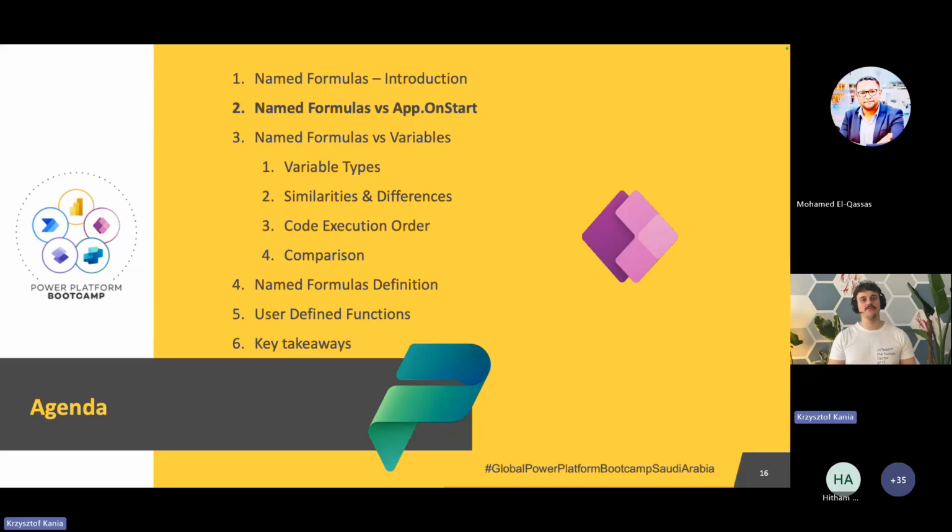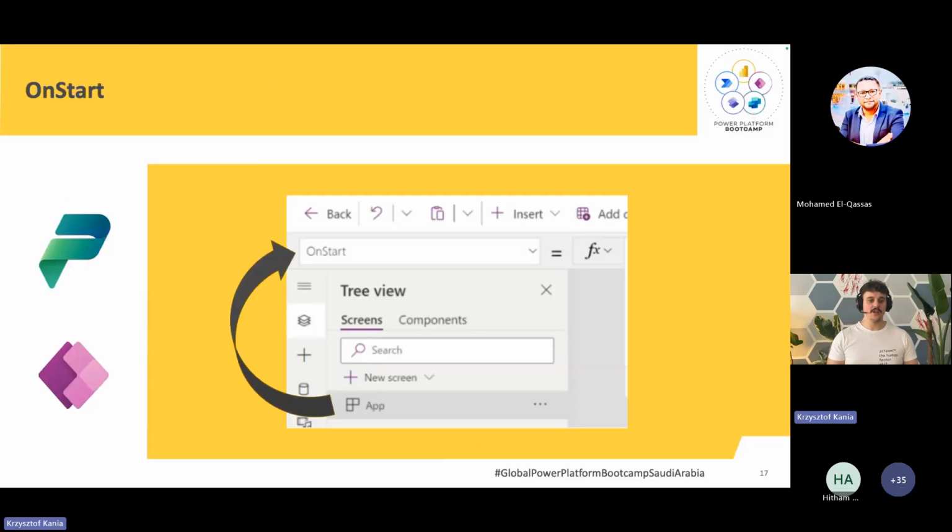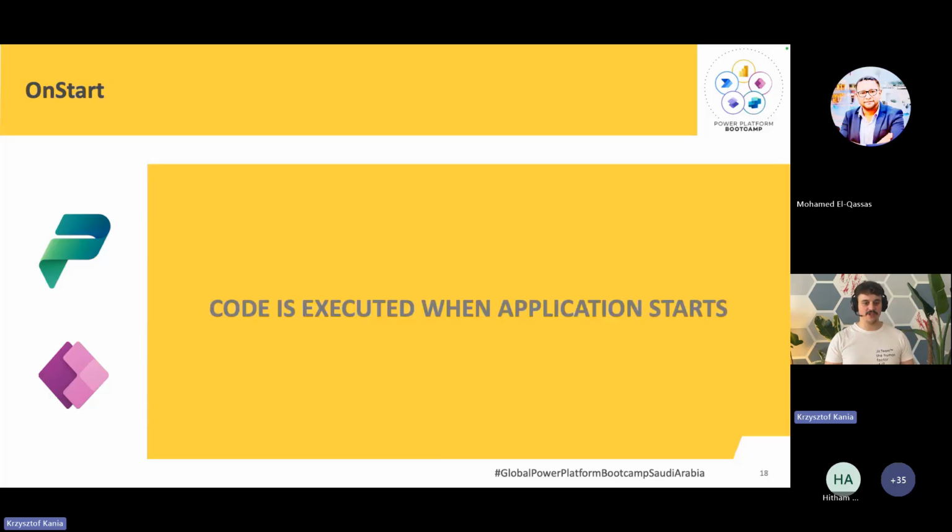So if we go through the introduction, let's go from scratch whenever we open our application. App OnStart is available to us when you select the App property and from the drop down select OnStart. The App OnStart property is a place in which code is executed always when the application starts, and this code is always executed first. So you have to have in mind that whatever you provide over there will be executed first.